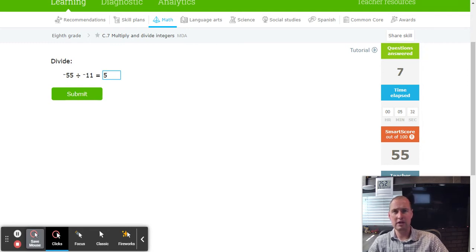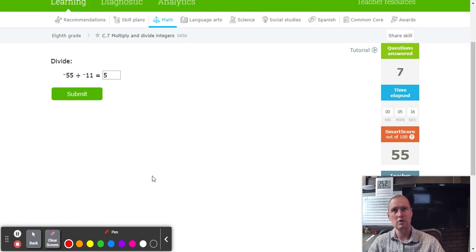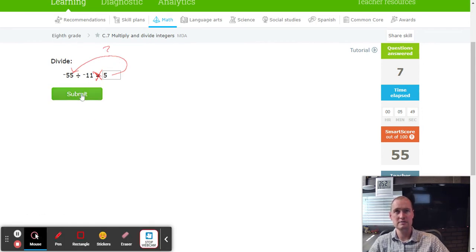And if you're worried about checking that, well, how do you check your work? How's that possible? Well, go backwards. Is it true that negative 11 times 5 gives you negative 55? And the answer is yes, so that's a great way of checking.